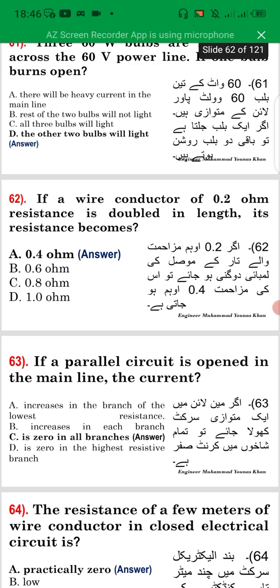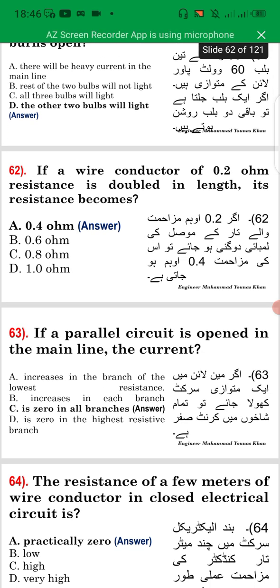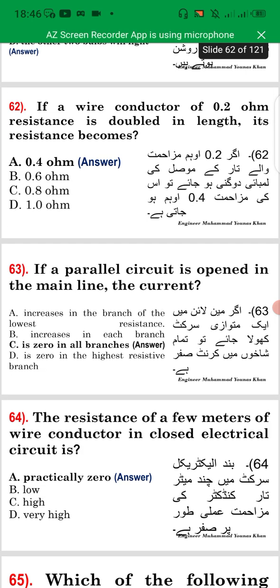If a wire conductor of 0.2 ohm resistance is doubled in length, its resistance becomes 0.4 ohm, 0.6 ohm, 0.8 ohm, 1.0 ohm. 0.4 ohm.